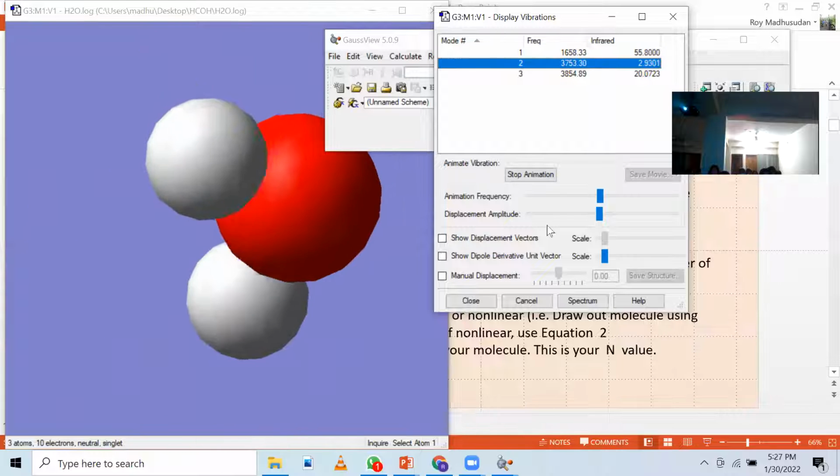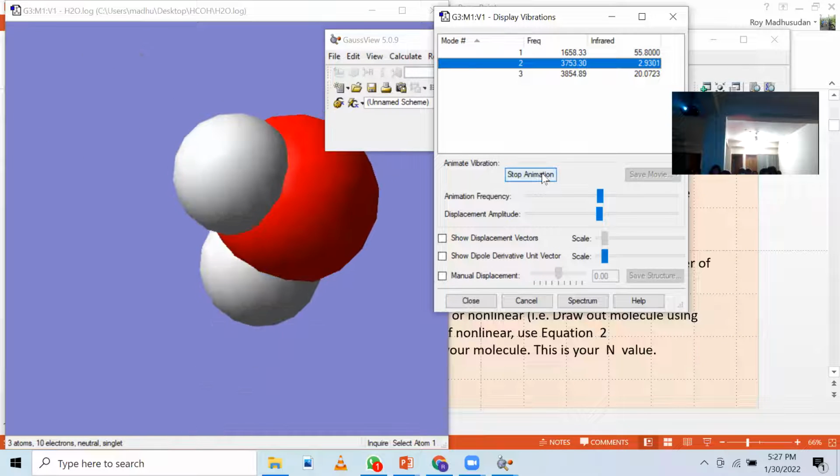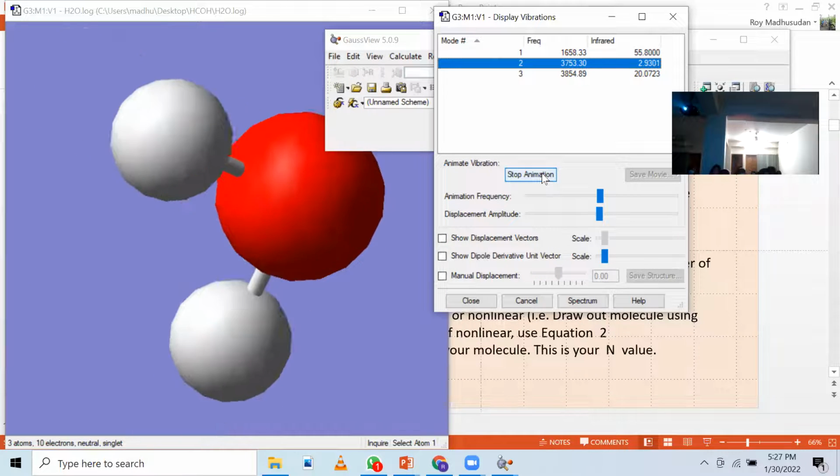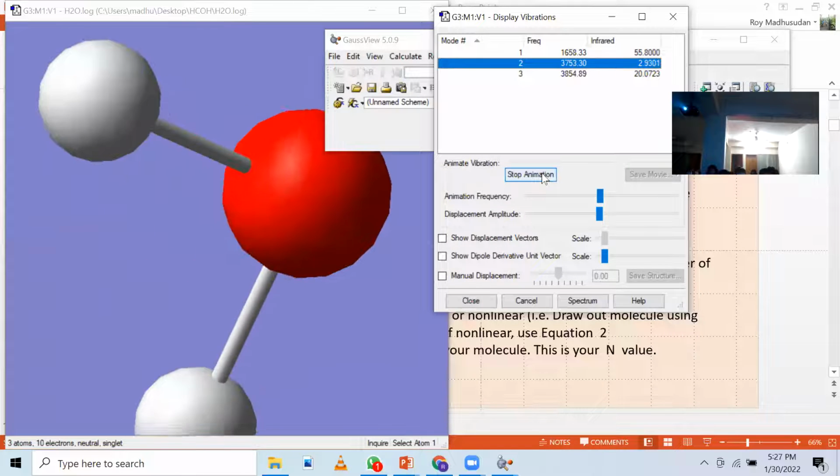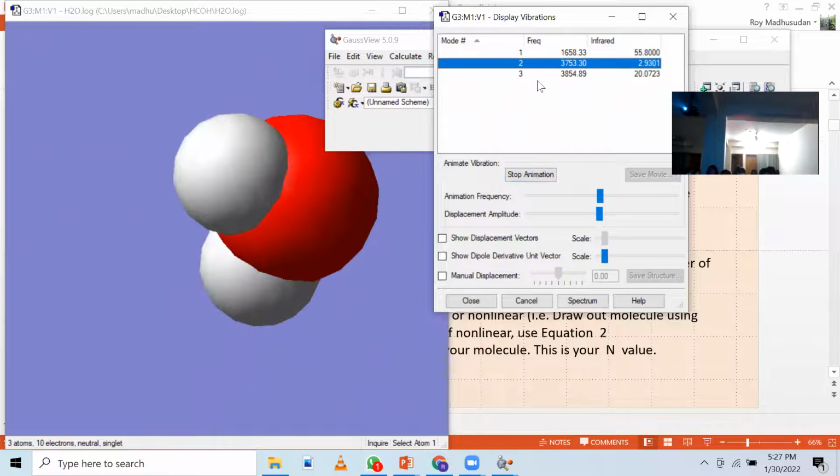So this is our another one. What I have shown, this is dancing symmetrically. So this is symmetric stretching. So another one I'm going to show.